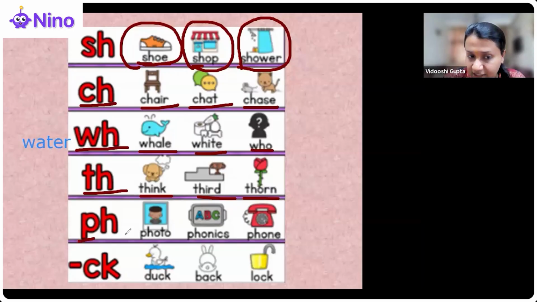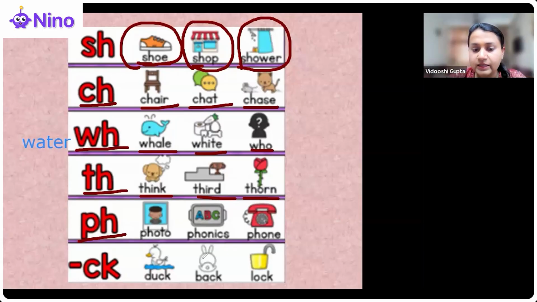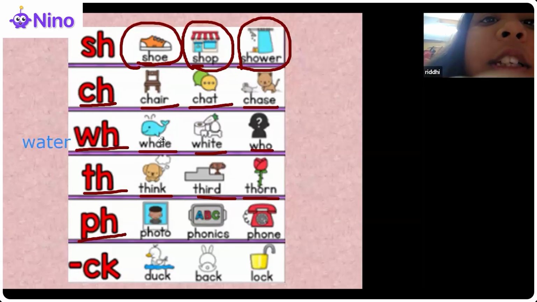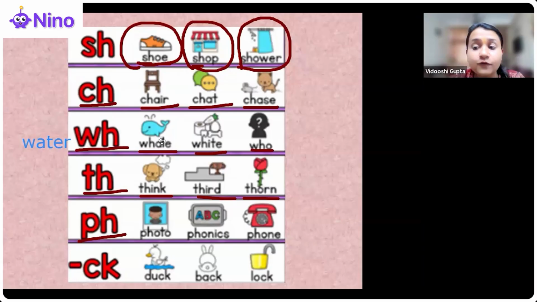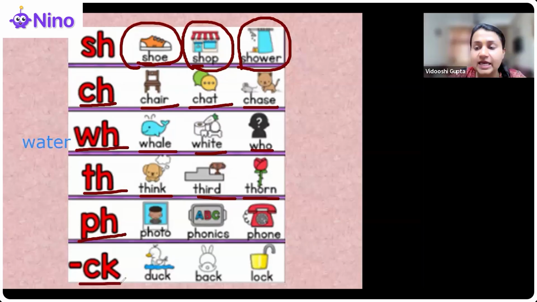Next one is P and H coming together to make a new sound, f. For example, photo, phonics that we are all learning today, phone. These are some examples of words with the f sound. Photo, yes, photo, phonics, phone. Okay. And the next is CK. So CK coming together, making a new sound, k.